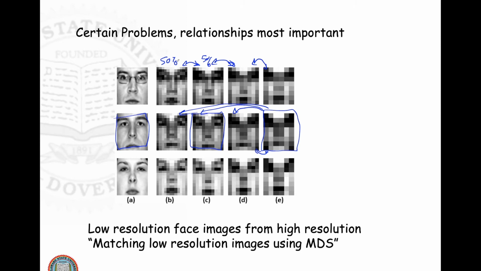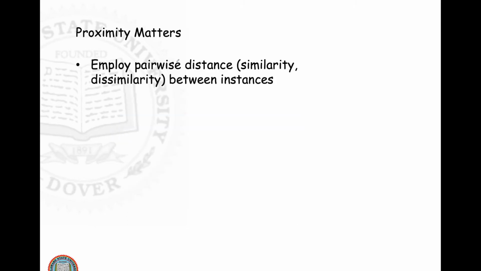This might take the next one and do another 50%, and so forth. And so by looking at the relative relationship that results from the degradation of the images going from higher to lower resolution, that neighborhood information, that relative relationship information pairwise between these images becomes very important to understanding what belongs together. And so this idea that proximity matters is what is captured by multidimensional scaling. And it's going to employ pairwise distances between the individual instances. Now, when we say distance, it could be a measurement of similarity, how like one another two pieces of data are, or how unlike one another they are.